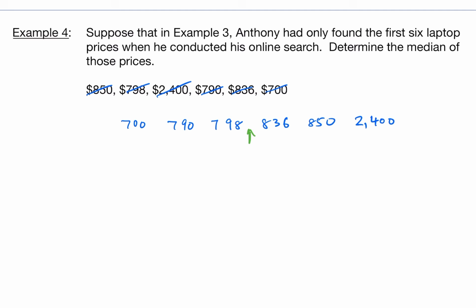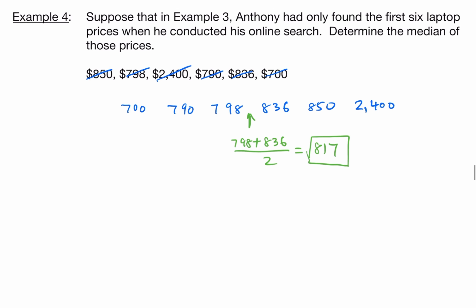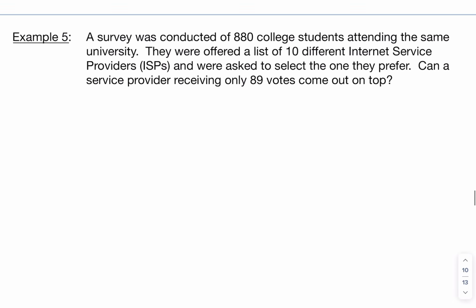So what we're going to do is take the average of these 2 terms to get our median. The average would be 798 plus 836 divided by 2, and that works out to 817. So that is our median price for these 6 prices. Okay, let's go on to example number 5.